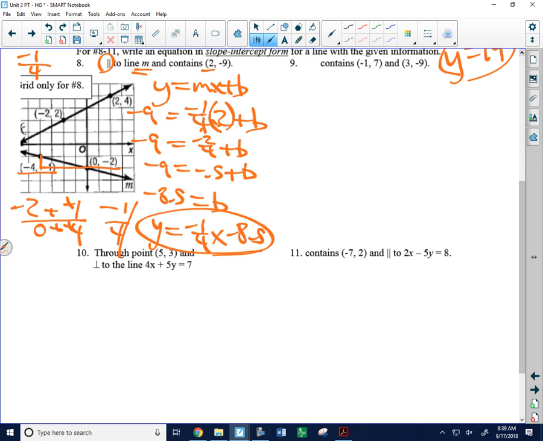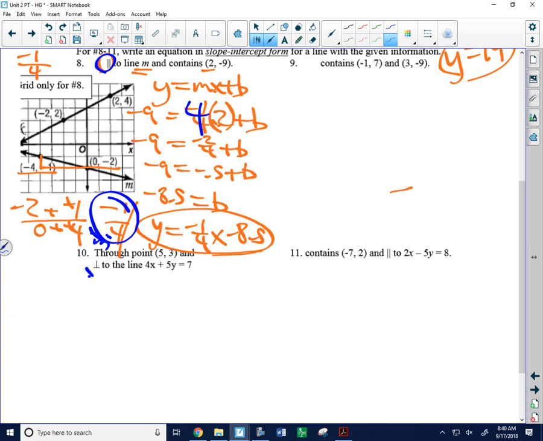Hey, you know what? I forgot to point out something. I'm sorry. I kind of jumped to it too quickly. This was the slope of m. And then I should have said, hey, a parallel slope is the same slope. If it had said perpendicular, I would have chosen 4 right here, the flipped version, and made it positive instead. So I kind of jumped to that too quickly. Yes, parallel line, same slope.